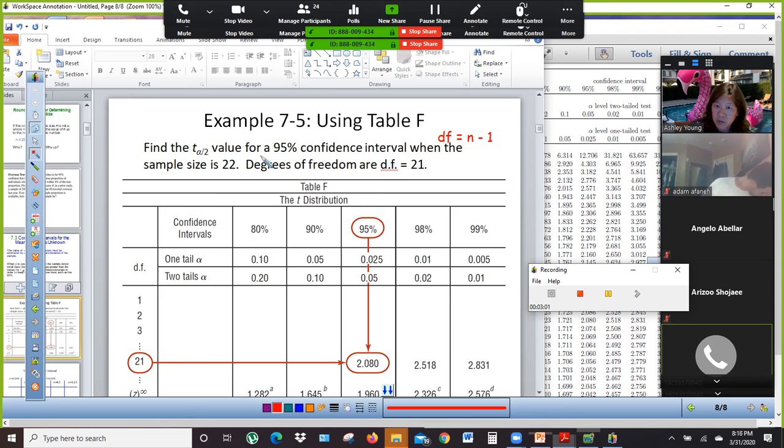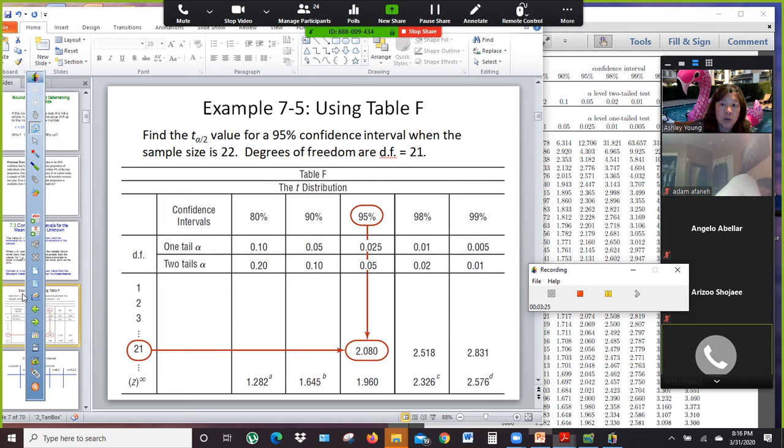So here, if my sample size is 22, what's my degrees of freedom? 22 minus 1, 21. So I'm going to go down this column here until I get to 21. That's my row. Slide out to the correct column, and then here's my t-score, 2.080. That's my critical value.